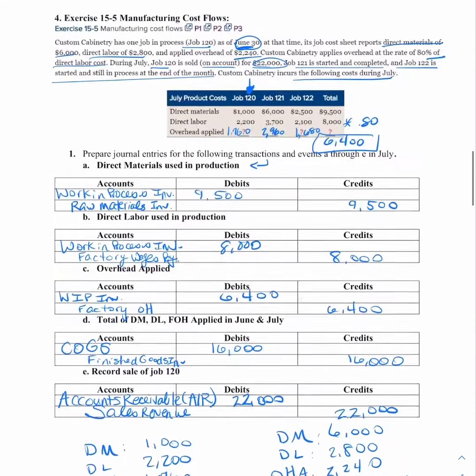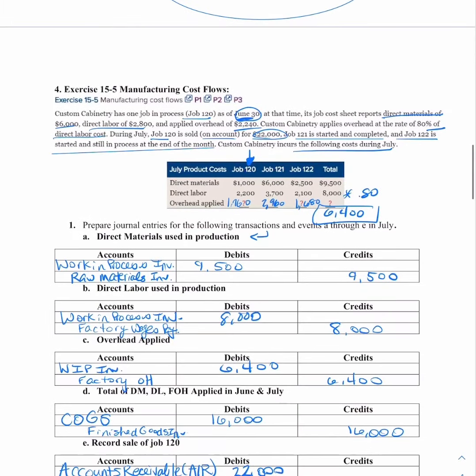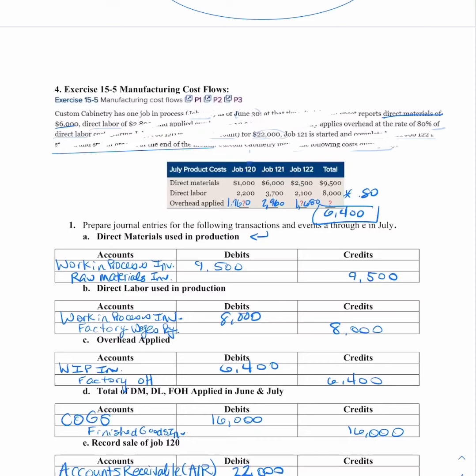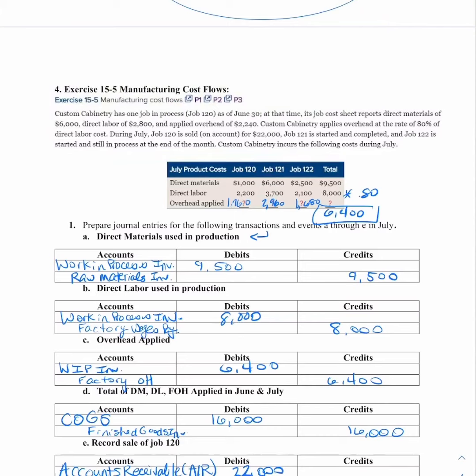$6,280. So the question then is, well, are these finished goods? Are they work in process? How do we know? So we're going to come back to the initial paragraph. We're just going to reread it. Custom cabinetry has one job in process, job 120, as of June the 30th. At that time, blah, blah, blah. All that's about job 120. We don't really care. We need this bottom section during July.